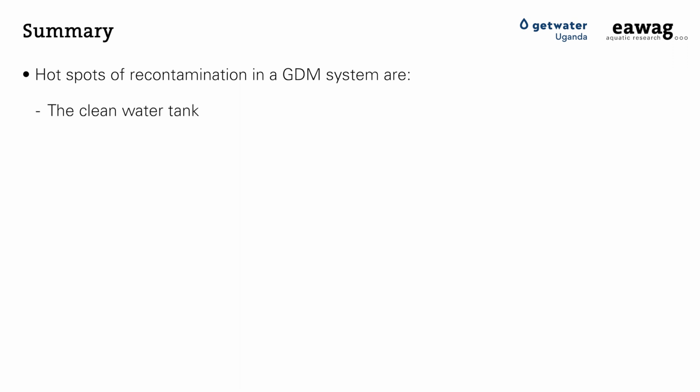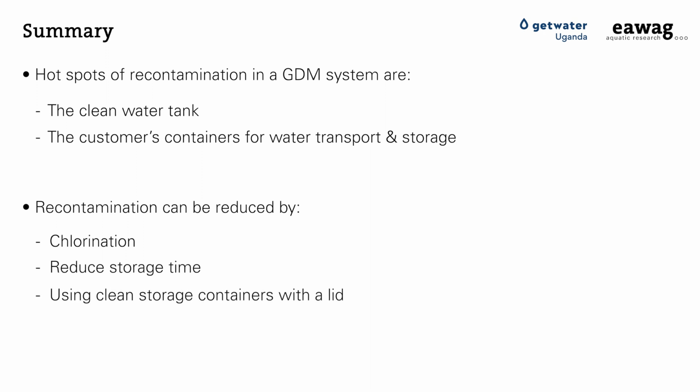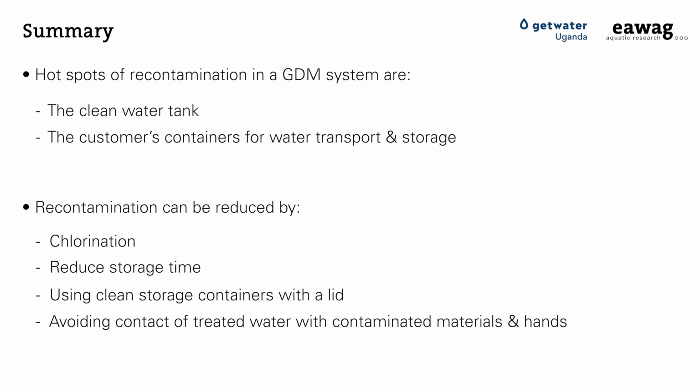This video has taught you about the recontamination risks of treated water. You have learned that the hotspots for recontamination in a GDM system are the clean water storage tank and the customer's transport and storage containers. You have seen that recontamination can be mitigated by adding correctly dosed residual disinfectant such as chlorine to the treatment system, by reducing the storage time of water, keeping the lid of the clean water storage tank closed, using clean and hygienic storage containers, and avoiding contact of the treated water with contaminated materials and hands.